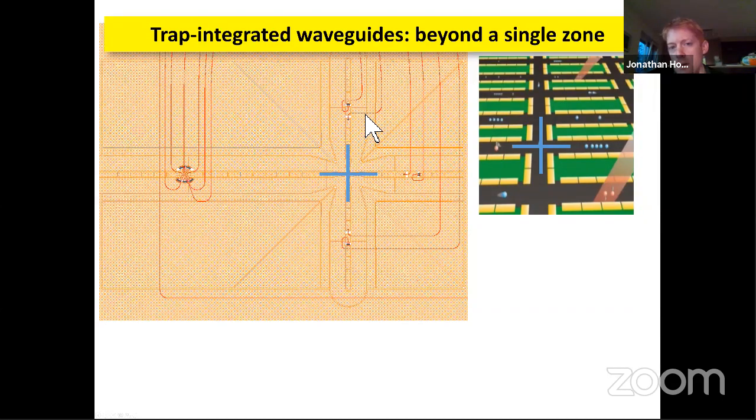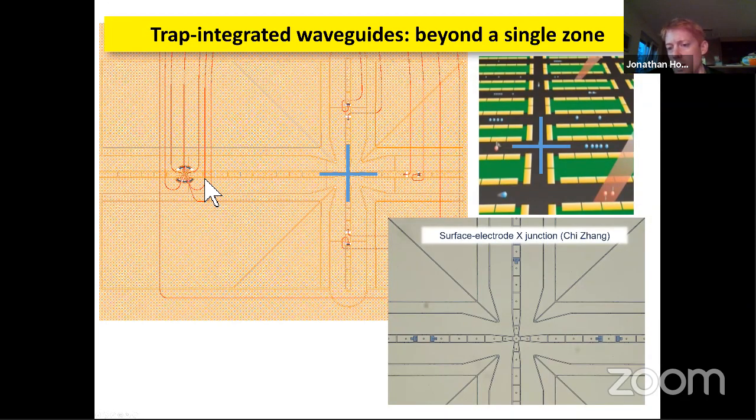It's a surface chip, and you see there are now multiple zones being fed by these red lights. These are all zones where we could couple in laser light. A key part of that is this surface electrode junction, which is one of the challenging aspects of dealing with trapped ions. I'll come back to that in a moment.